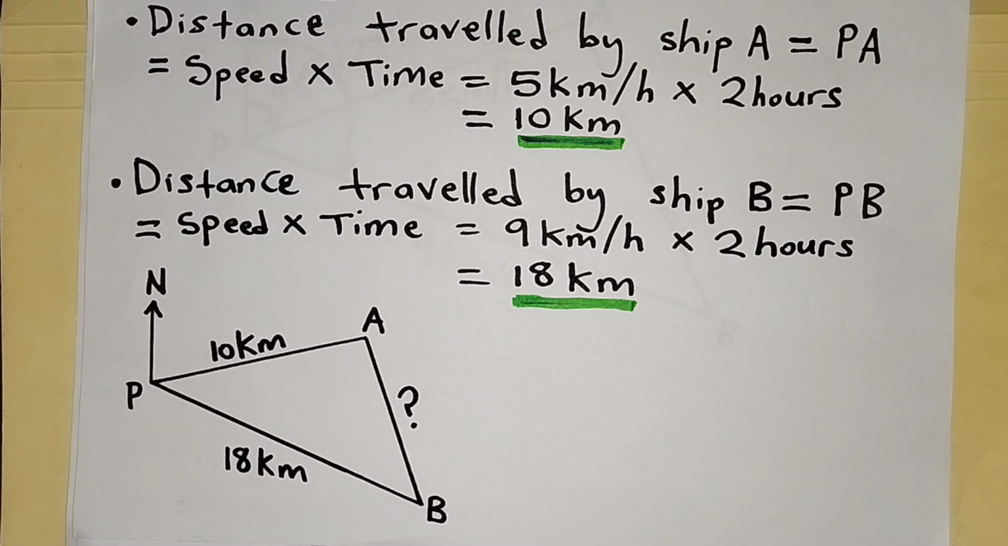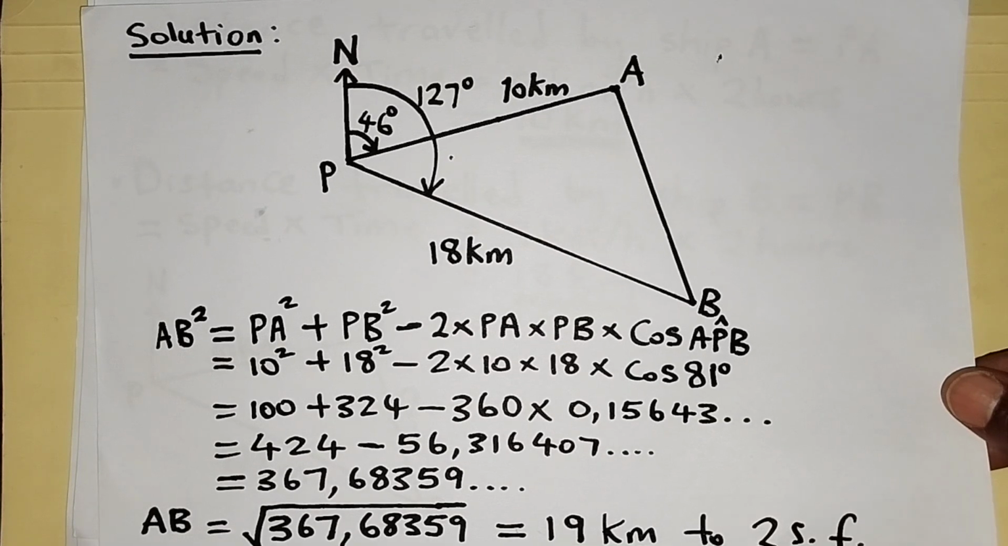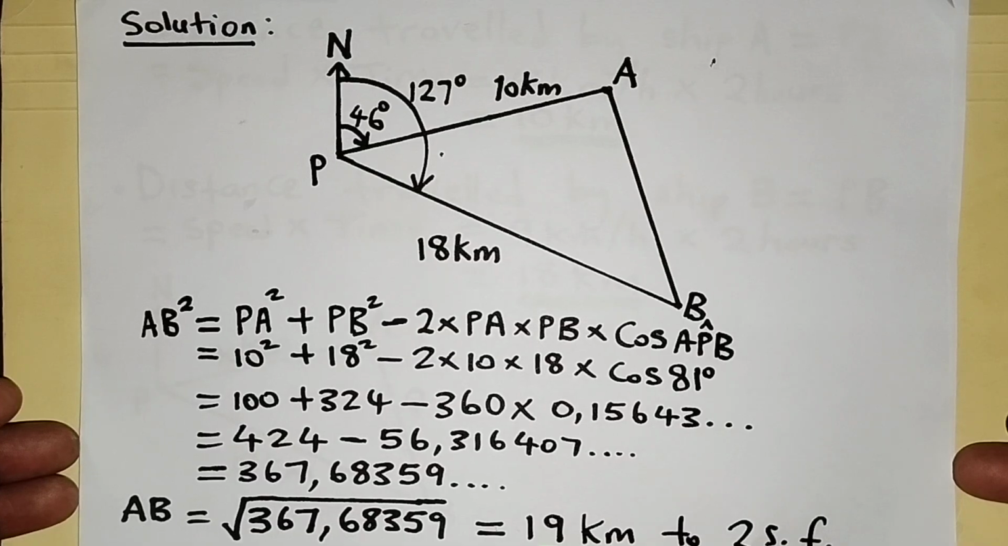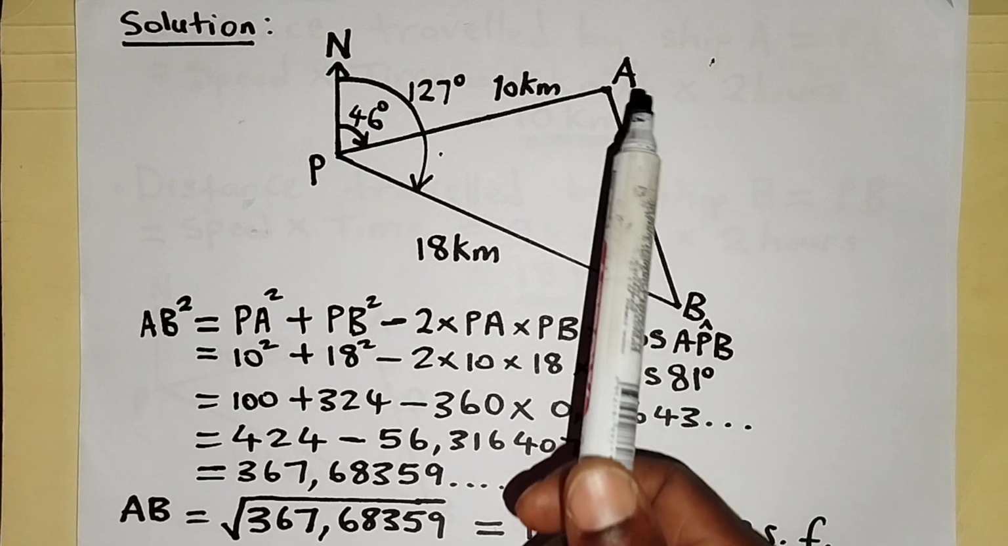So we want to find the distance between the two ships after 2 hours. In other words, we want to find this distance AB. After 2 hours, ship A was at this point, and after 2 hours, ship B was at this point. So we want to find the distance between them. We are going to use this diagram here so that you can find the distance between the two ships. So we want to find AB.